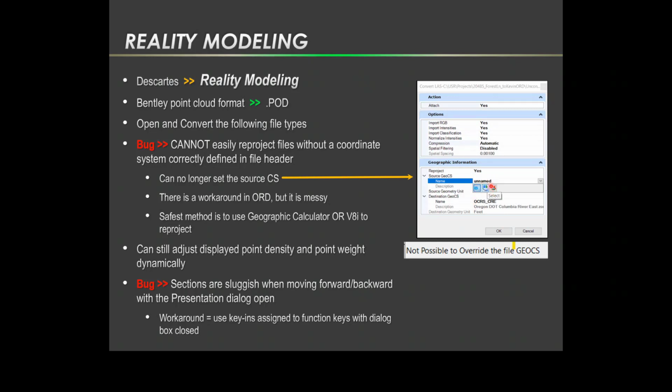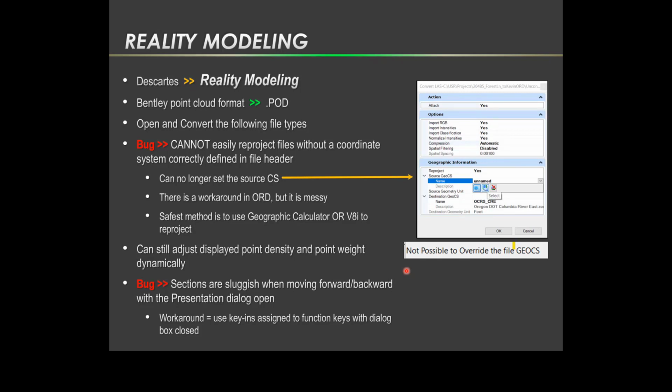So the button is still available whenever you want to set this source geocoordinate system, but it does not do anything. It will pop up with this dialog box down in the bottom of your MicroStation window or ORD window that says it's not possible to override the file geocoordinate system. So it's a little bit problematic because 95% of all the LAS files we have don't have the correct coordinate system listed in the header.